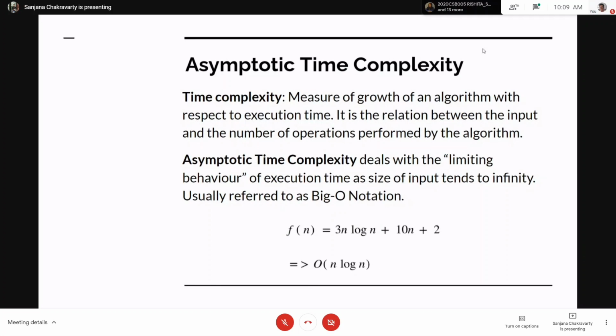Because, like I said, we are interested in asymptotic behavior. We want to know what happens in infinity. We don't want to know what happens for small values of n. So, at infinity, the term that will affect our performance the most is n log n. And that's why we will be interested in n log n more.